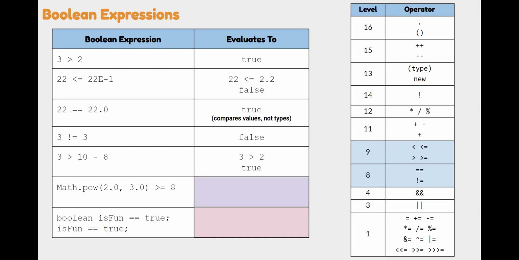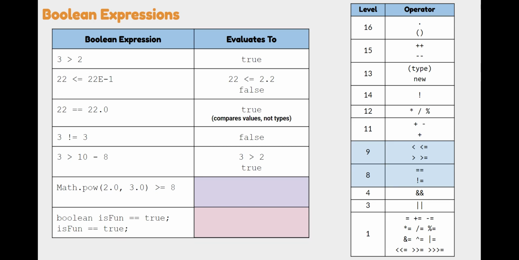10 minus 8 evaluates to 2. We are left with 3 is greater than 2, which is true. If we tried to evaluate the greater than sign first, we would say 3 is greater than 10, which would have evaluated out to false. And then we would have had a minus 8 hanging out there, not being able to subtract from anything.